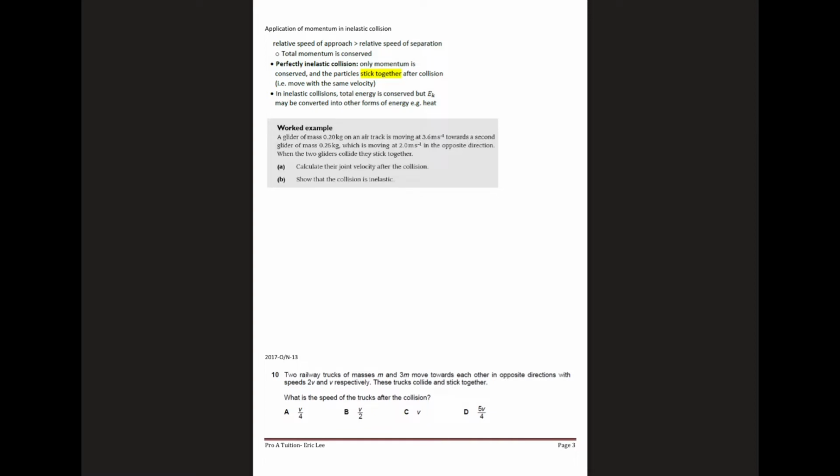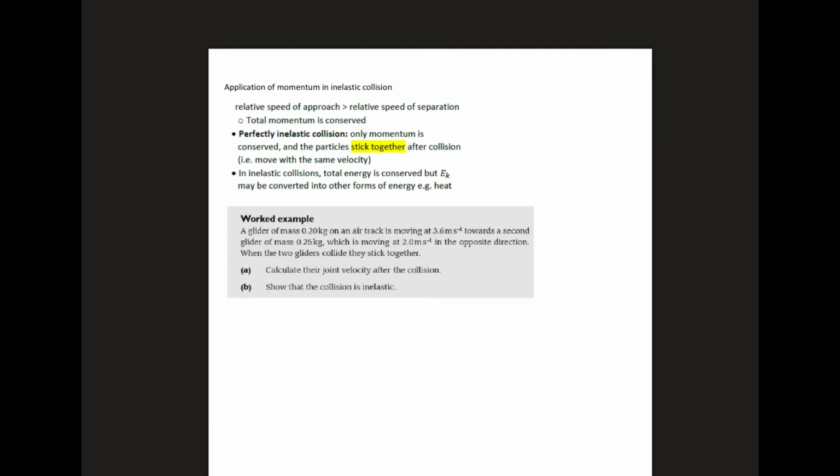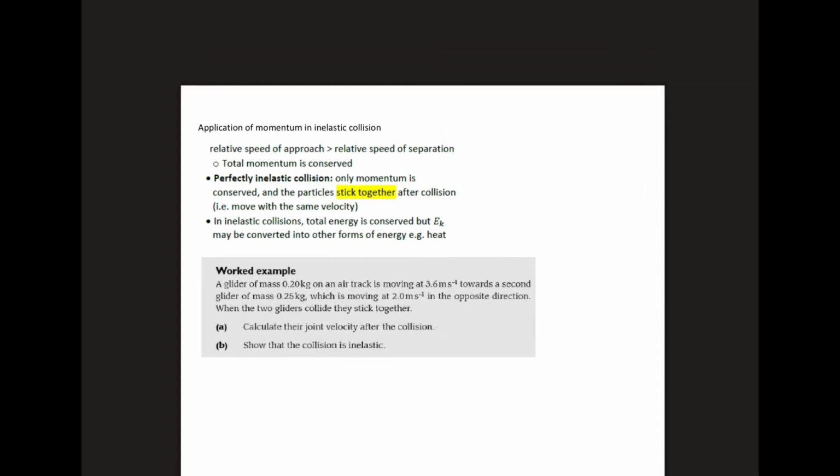Applications of momentum in elastic collisions. What we can see here is that the relative speed of approach is greater than the relative speed of separation. So that means our formula is UA minus UB is more than VB minus VA. This is for inelastic collisions, and the inelastic collision here can be perfectly inelastic or inelastic collisions. So let's see here.